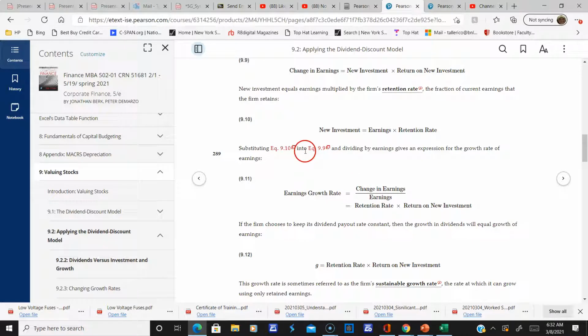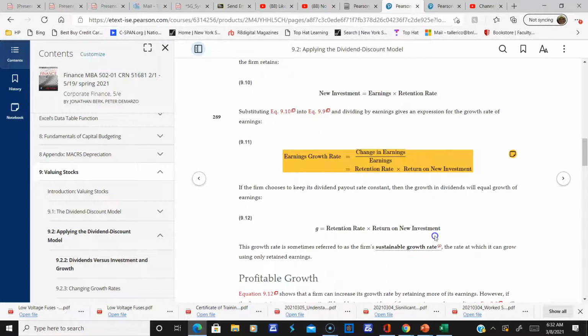They take this equation and they substitute equation 9.10, which is right here, into equation 9.9, and combine them and come up with this new equation. So if the company chooses to keep its dividend payout rate constant, then the growth in dividends will equal growth of earnings. So g then will be the retention rate times the return on the new investment, which is equation 9.12, right? So if they keep the payout rate constant, then dividend growth has to equal the growth in earnings.